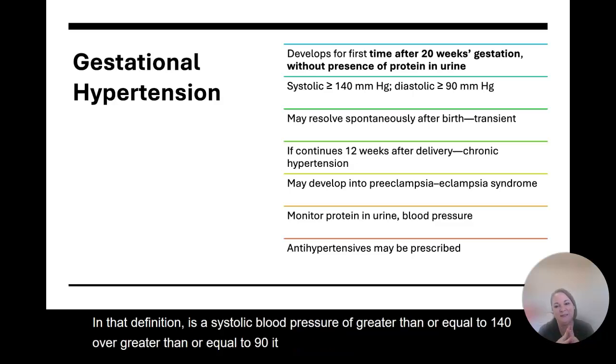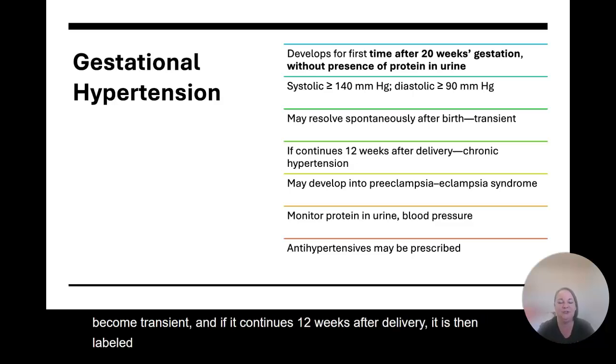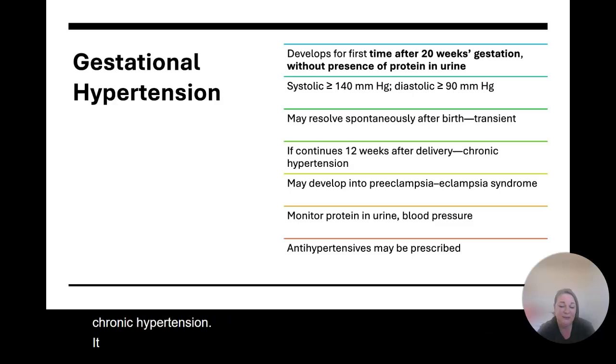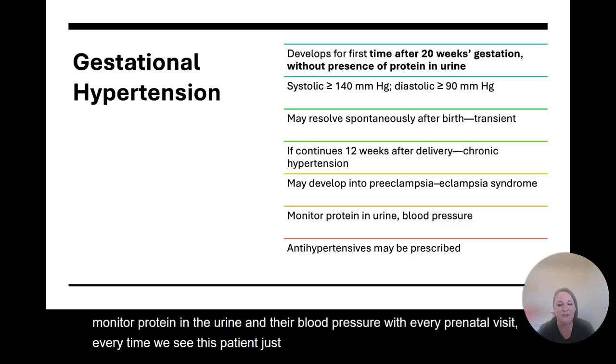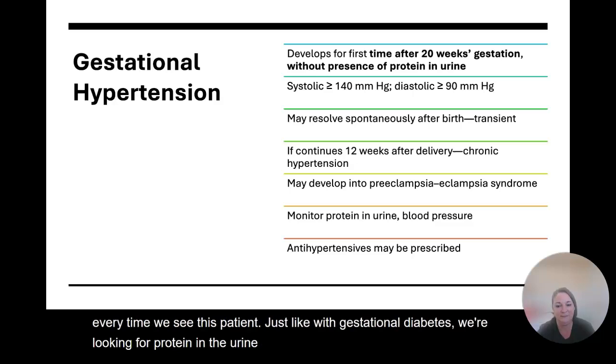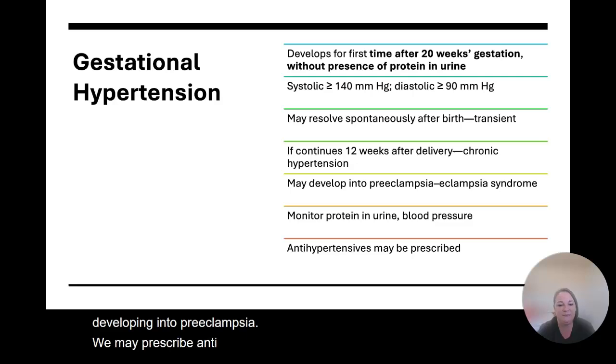It may resolve spontaneously after birth or become transient. And if it continues 12 weeks after delivery, it is then labeled chronic hypertension. It may develop into preeclampsia or eclampsia syndrome. We're going to monitor protein in the urine and their blood pressure with every prenatal visit, every time we see this patient. Just like with gestational diabetes, we're looking for protein in the urine for gestational hypertension if it's developing into preeclampsia. We may prescribe antihypertensives depending on how high the blood pressure is.